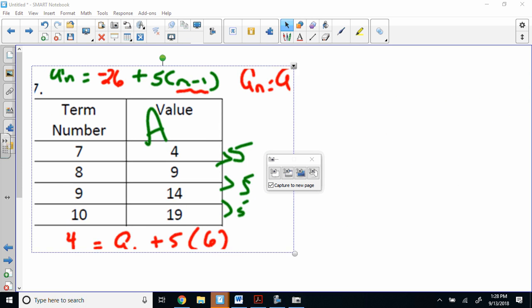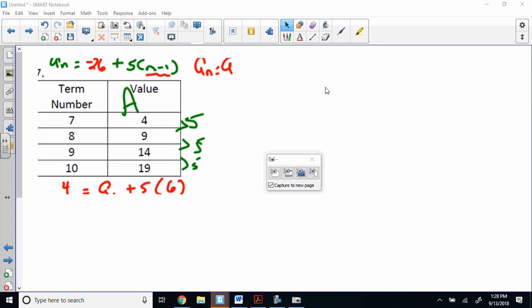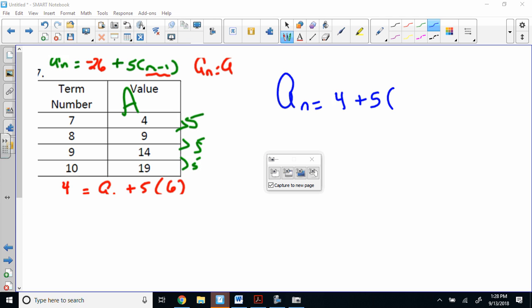So here, I want to show you something. I just had an epiphany. Let's think about this. A sub n equals 4 plus 5 times n minus 7. Whoa! Can I do that? Is that legit? But it's not in terms of the first term. What is it in terms of?